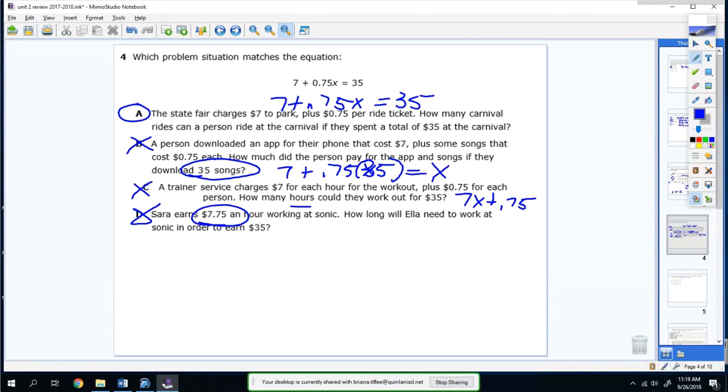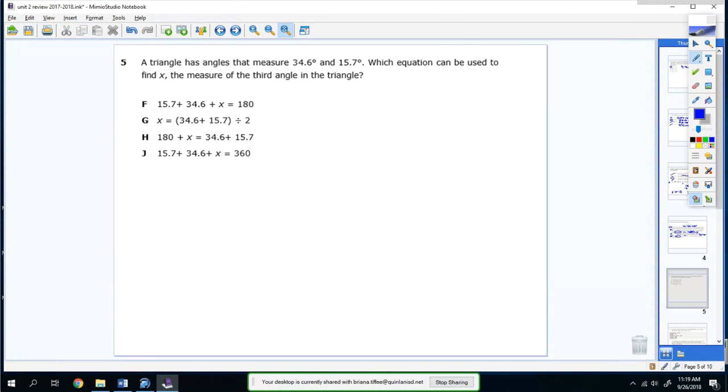All right, number 5. A triangle has angle measures 34.6 degrees and 15.7 degrees. Which equation can be used to find x, the measure of the third angle? Well, I know if I do 34.6 plus 15.7 plus the third angle x, if I add them all up, it has to equal 180. So the answer is F.